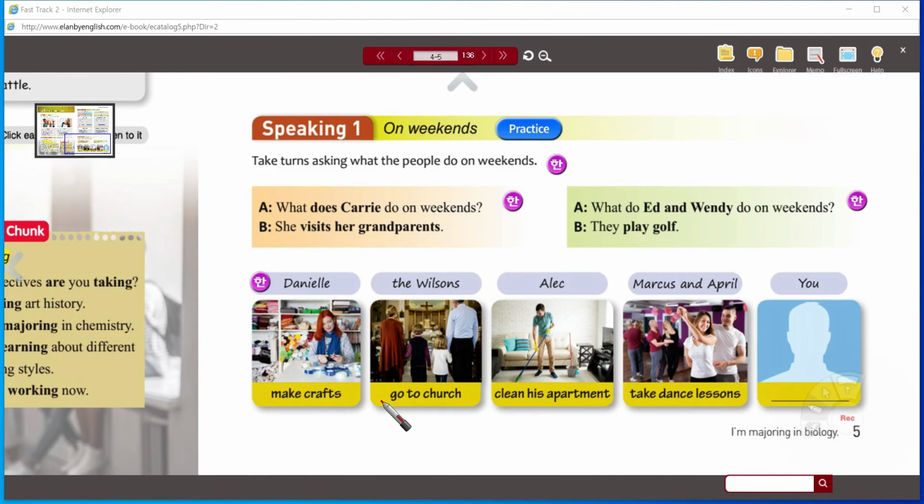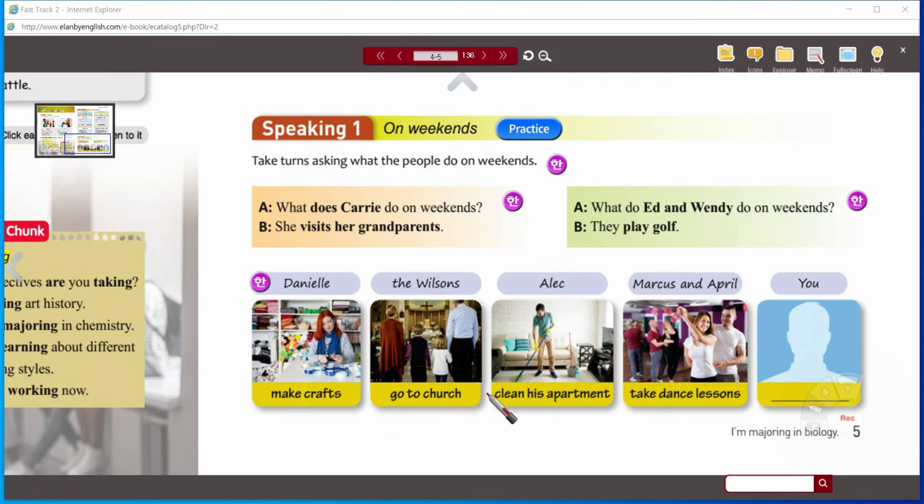All right, so looking at the speaking activity at the bottom of page 5, we will start by doing a speaking activity and using some of this language. What you're going to do is talk about all the people in these pictures. Looking at the first one, we're going to talk about Danielle, then a family called the Wilsons, a man named Alec, and then a couple named Marcus and April. We're going to talk about their weekend activities.